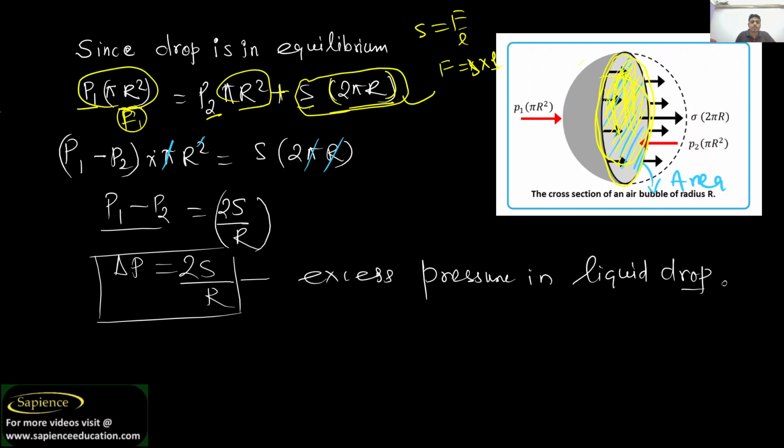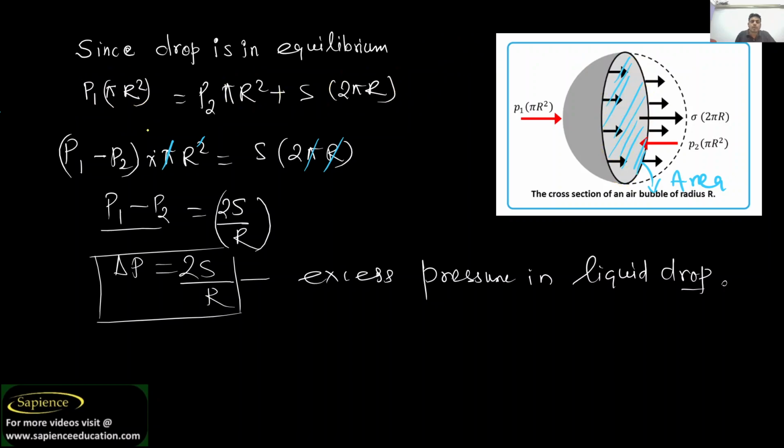Now if you see here, P1 pi r square minus P2 pi r square, so pi r square will be common. This is equal to S into 2 pi r. So pi got cancelled, r square got cancelled. So the pressure difference is equal to 2 into S divided by r. That is the excess pressure, that is, pressure from outside minus pressure from inside. So this is the excess pressure inside the liquid drop.